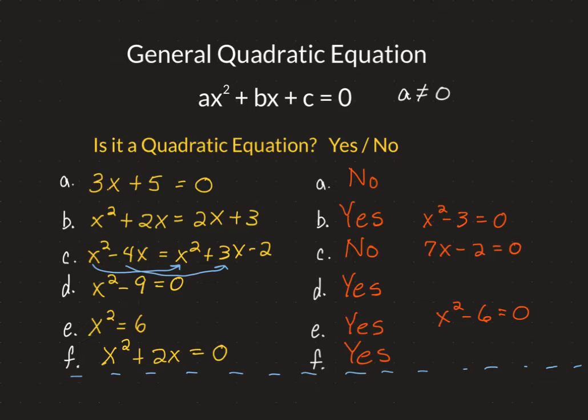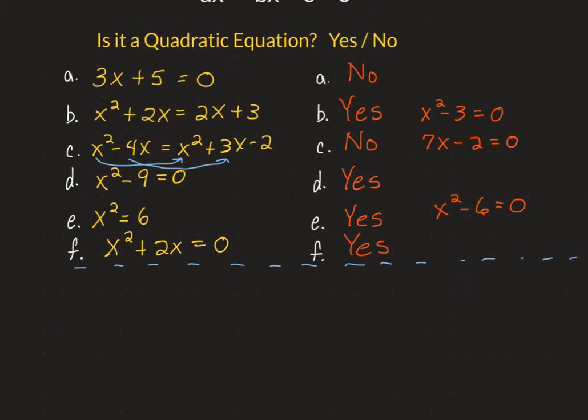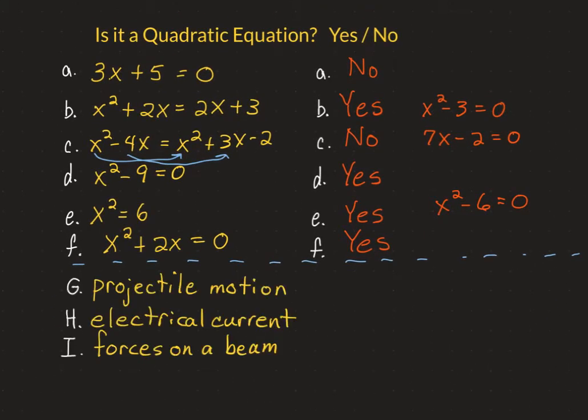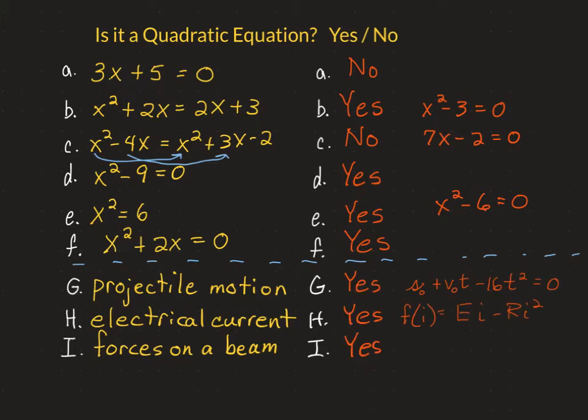Now let me ask you a little different type of question. So I've kind of put a dotted line across the bottom. Let me make room for this. My question now is slightly different. Can these concepts be represented by a quadratic equation? The answer in all cases is yes. Projectile motion, electrical current, and forces on a beam.